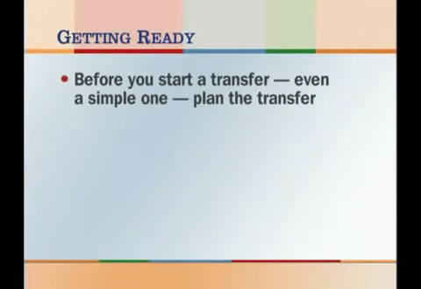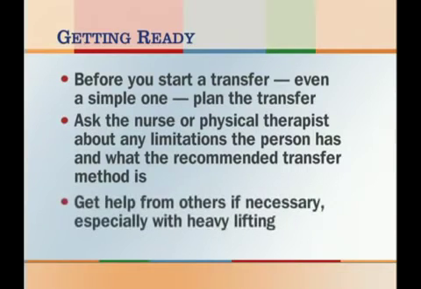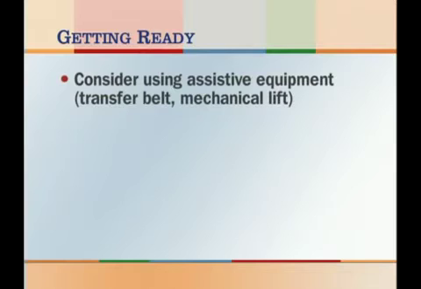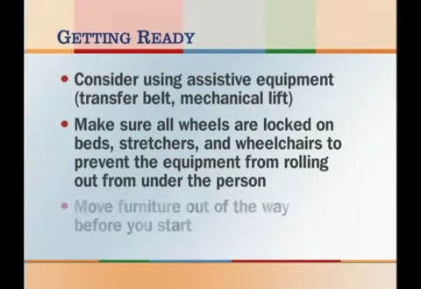Before you start a transfer, even a simple one, plan the transfer. Ask the nurse or physical therapist about any limitations the person has and what the recommended transfer method is. Get help from others if necessary, especially with heavy lifting. Consider using assistive equipment such as a transfer belt or mechanical lift. Make sure all wheels are locked on beds, stretchers, and wheelchairs to prevent the equipment from rolling out from under the person. And finally, move furniture out of the way before you start.